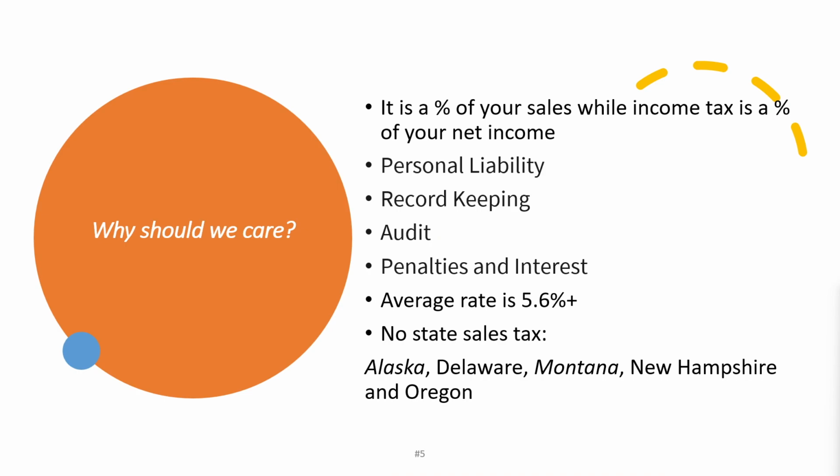What is the difference between sales tax and income tax? Sales tax is a percentage of your gross sales, while income tax is a percentage of your net taxable income. For example, if you sell $1,000, you're supposed to collect a percentage of that $1,000 as sales tax and remit it to the state. For income tax, let's say you have $1,000 in sales, but you spend $800 to make those sales, and the net taxable income is only $200. So you use that $200 times the income tax rate.